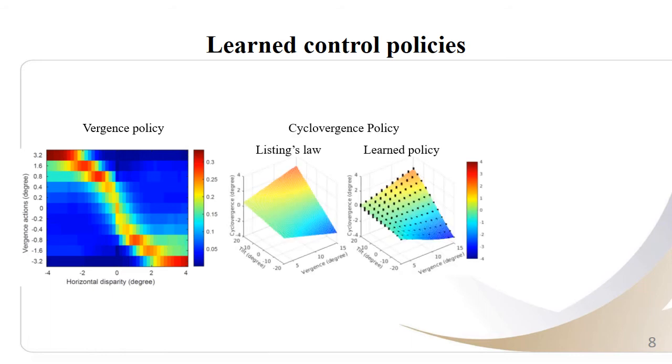For the cyclovergence policy, we compare the learned policy with Listing's law, which is summarized from human data. What we see is that the learned policy is consistent with Listing's law, which says that the cyclovergence is a function of tilt and vergence.